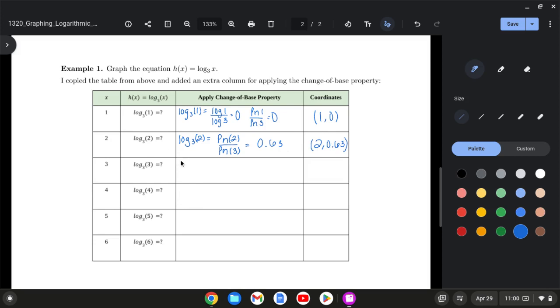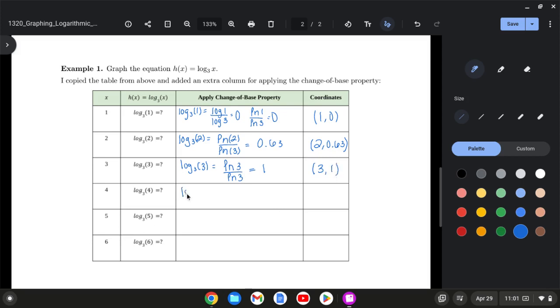All right, and then same thing. So log base 3 of 3, changing bases, we get the natural log of 3 divided by the natural log of 3. I can tell without even using a scientific calculator that we're going to get 1 because we have something divided by itself and it's non-zero. So here we have the coordinate (3, 1).